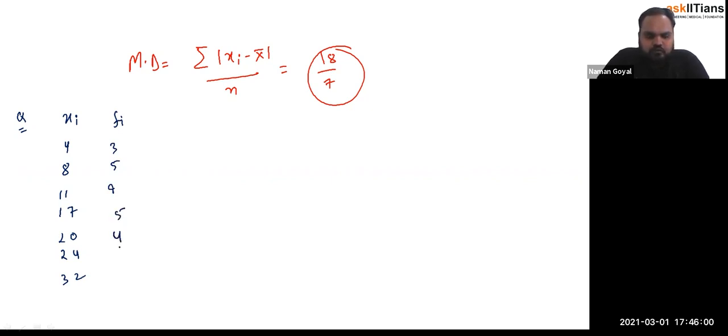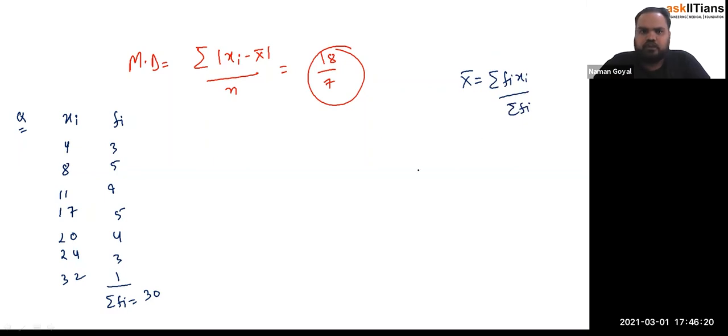Okay, it is 4, 3, and 1. So if you calculate summation fi, now we have this question. Okay, so what do we have to do first? We have to find out the mean, and for mean x bar it is what? Summation fi xi upon summation fi. We have to use this formula, right?